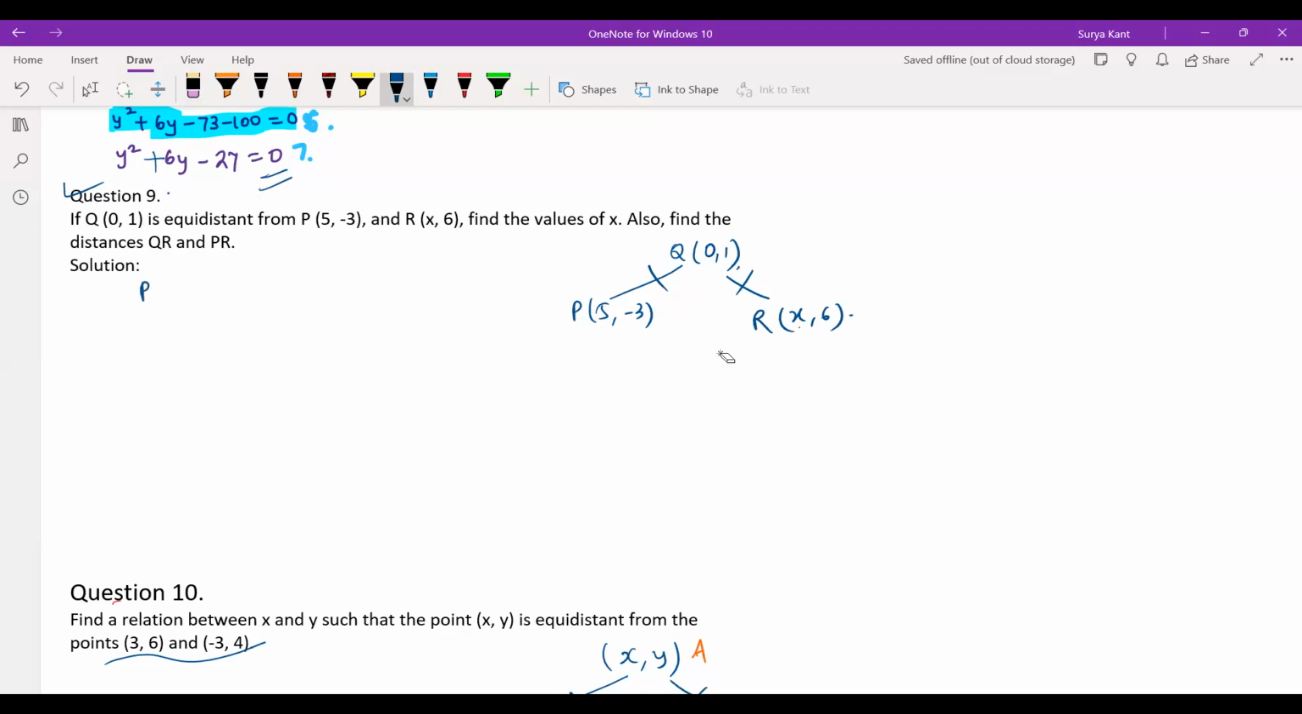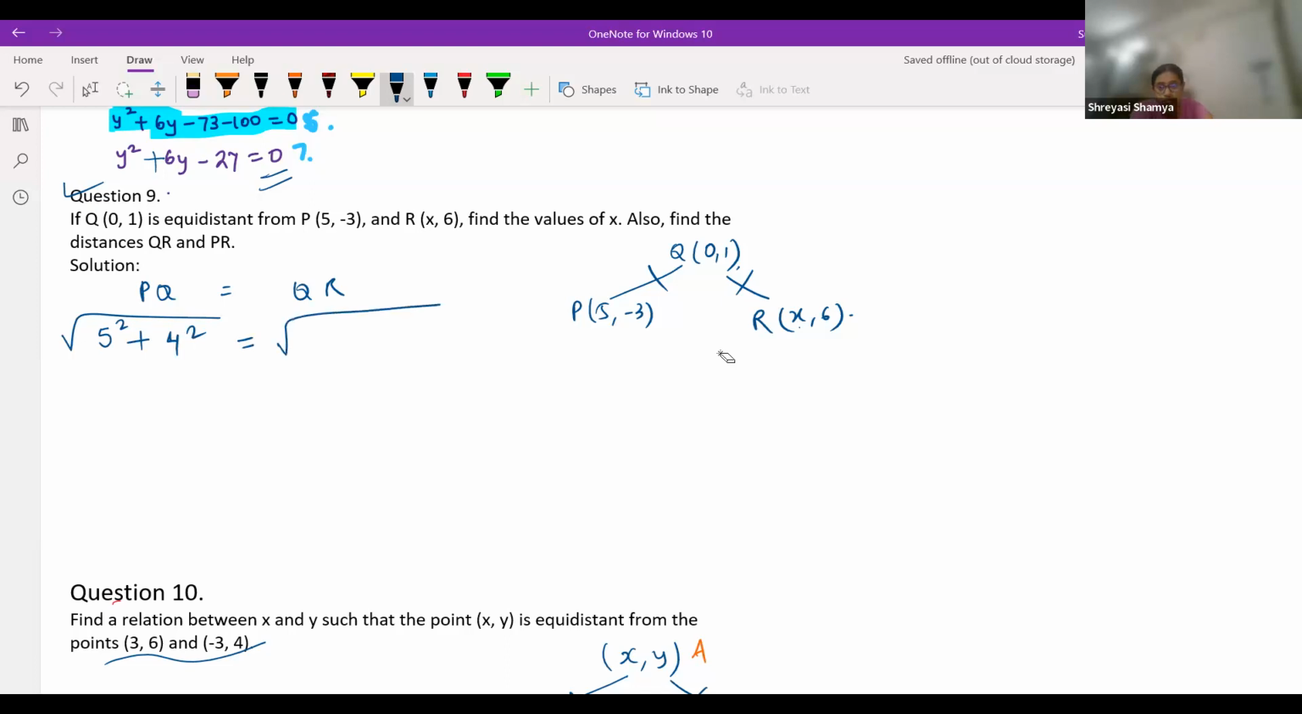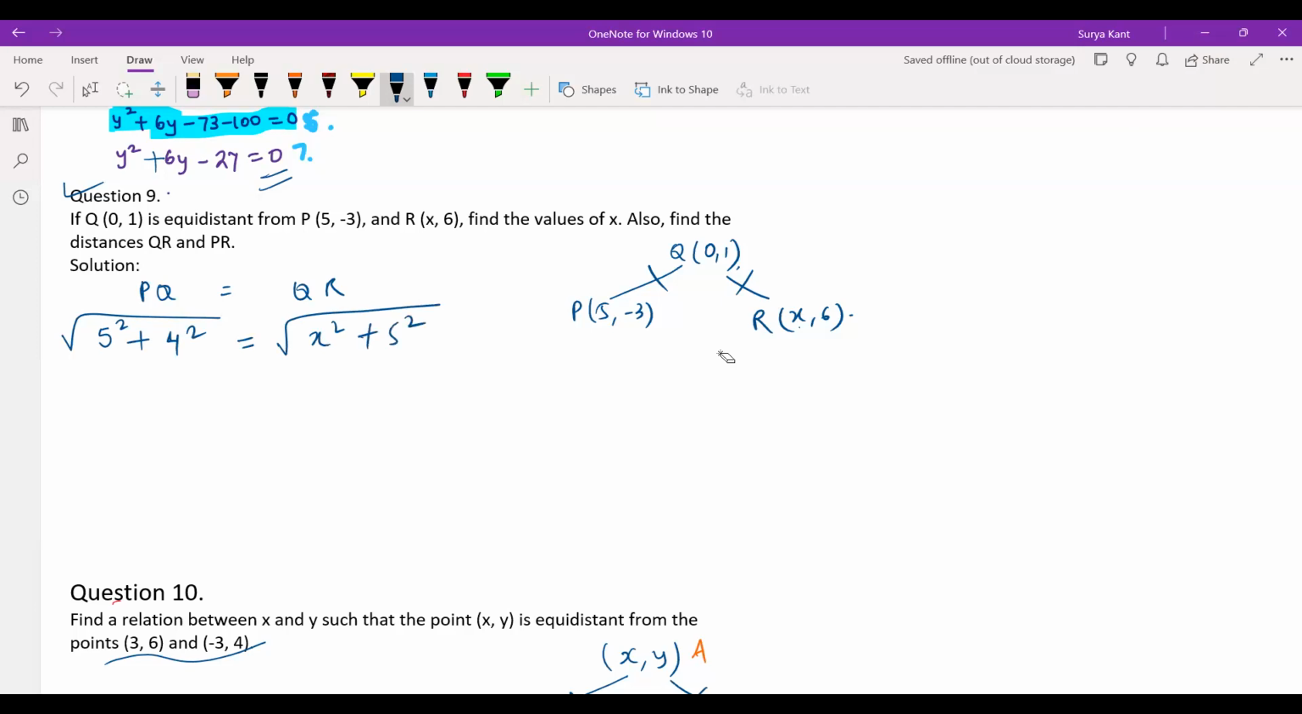So PQ I'll find here, PQ is equal to QR. So root over, I'll write here, 5 minus 0 square is 5 square only, and then plus 1 plus 3 whole square, meaning 4 square, is equal to root over x square plus 6 minus 1, that is 5 square. Is it correct here, Shreyashi? Is it correct what I've done?